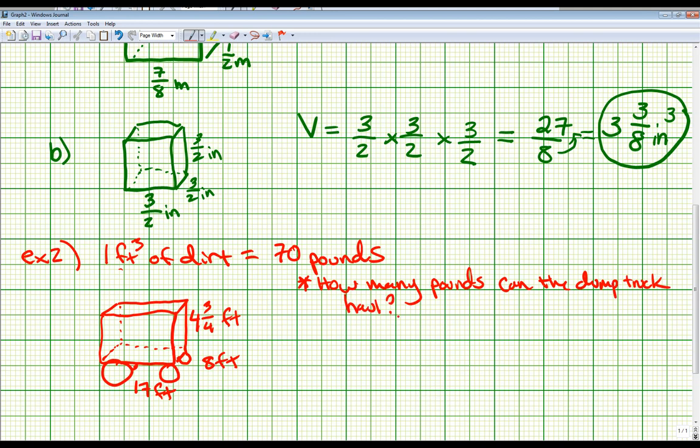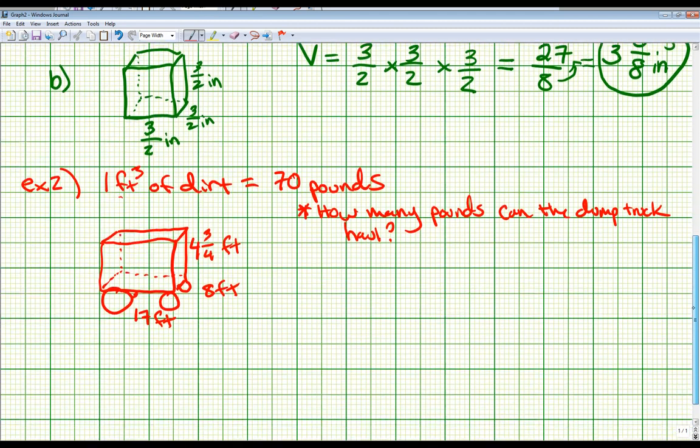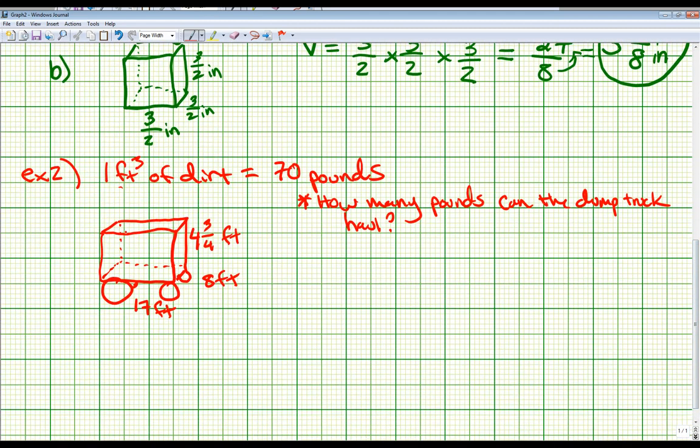And of course, that's asking if it were full. So the first thing we need to do is ask ourselves, how much can it hold? That's the volume. So the volume will be length, oops, that's a 2. We wanted a 7. Length times width times height.